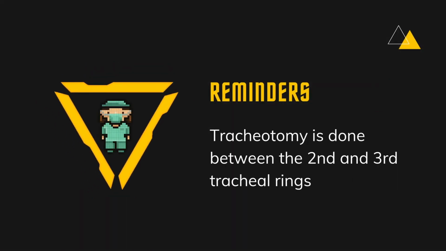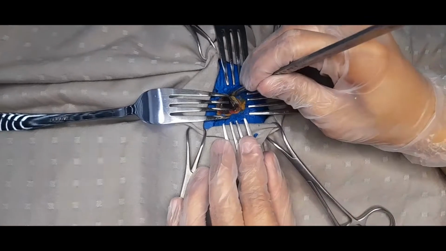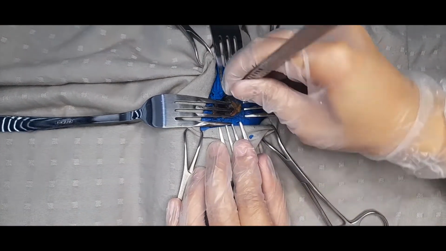Tracheostomy is done between the second and third tracheal rings and then extended to an appropriate distance. Then create a Bjork flap for tracheostomy tube changes.